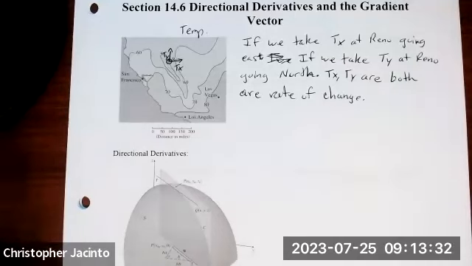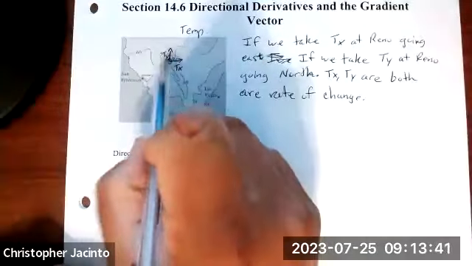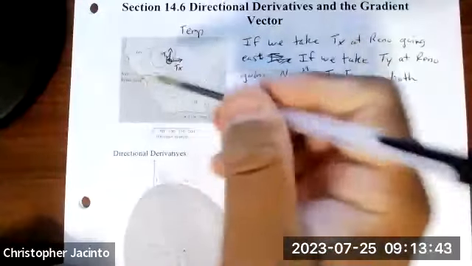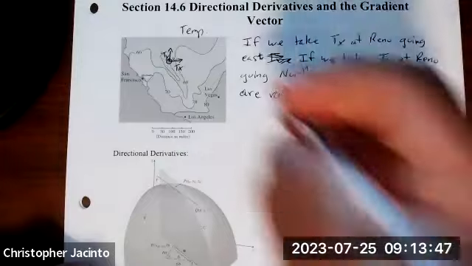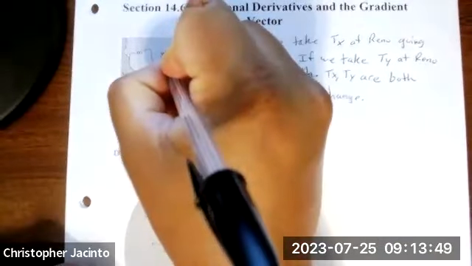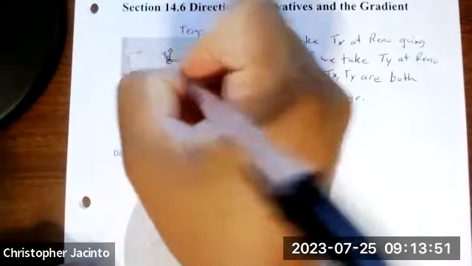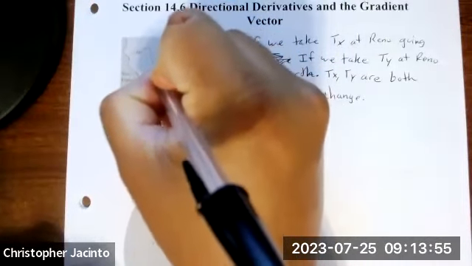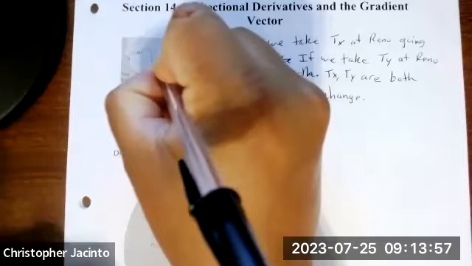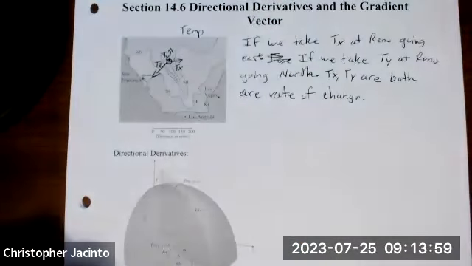But the problem is, we can only go left, right, up, or down, right? So we only learned of tangent vectors going this way, this way, this way, or that way. So in other words, north, east, south, west. So the question now is, what if I want to go, let's say, what's a good direction? Southwest. We want to go this way. Let's call that Tz.